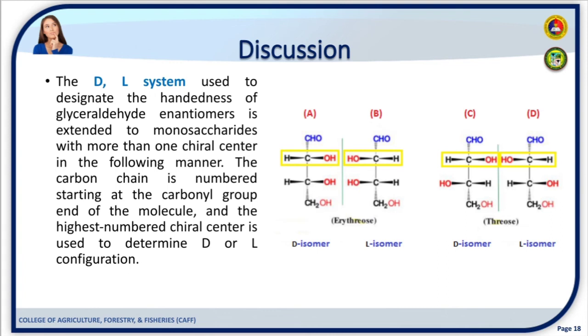The D and L configuration used to designate the handedness of glyceraldehyde enantiomers is extended to monosaccharides with more than one chiral center in the following manner. The carbon chain is numbered starting at the carbonyl group. The carbonyl group in this example is CHO, which is an aldehyde. The carbonyl group can either be an aldehyde or a ketone. So you can see that the carbonyl group is at the end of the molecule, or on top, and the highest numbered chiral center is used to determine D or L configuration.